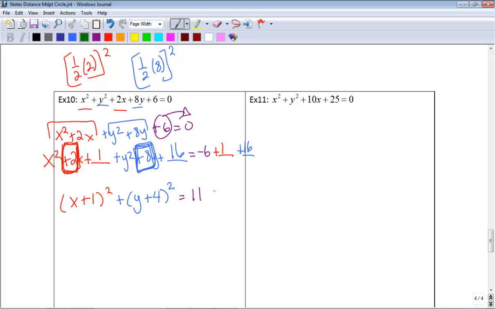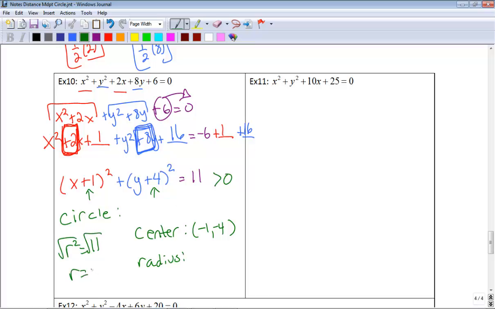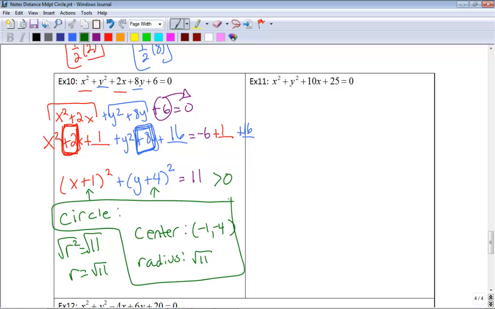Well, what kind of number is 11? 11 is a number that's bigger than 0. Since it's a number that's bigger than 0, I know I have a circle. If I have a circle, then I need to name the center and the radius. Well, the center of this circle is h and k. Again, it's the numbers opposite with that. So the opposite of a positive 1, -1. Opposite of a positive 4, -4. My radius is, well, again, if r squared is 11, to find my radius, r would equal the square root of 11. So I have a circle with center at -1, -4, and radius of the square root of 11.